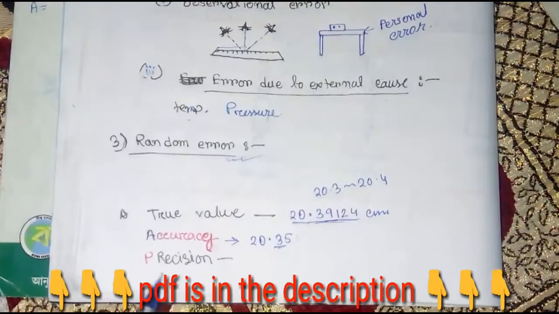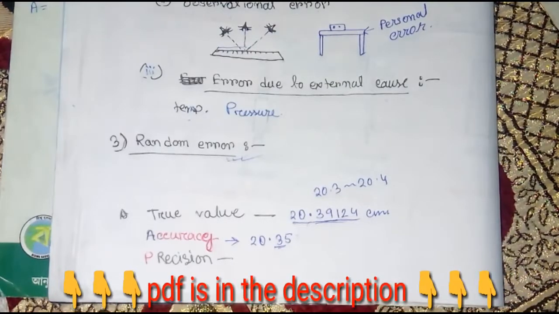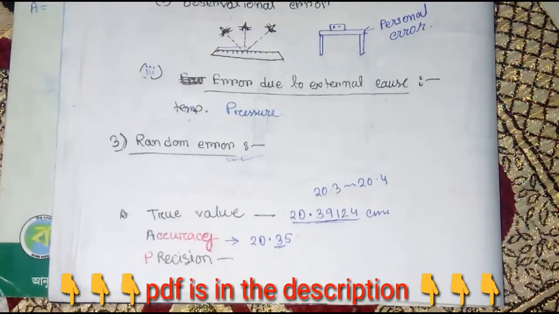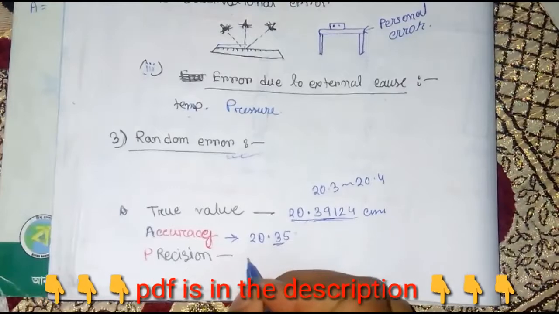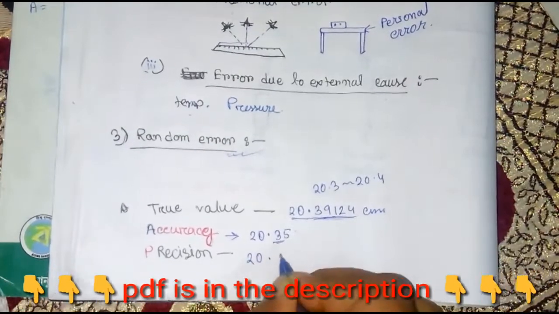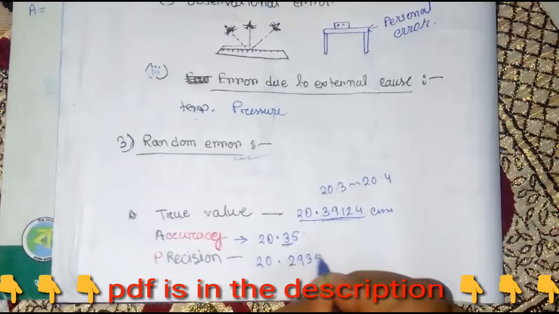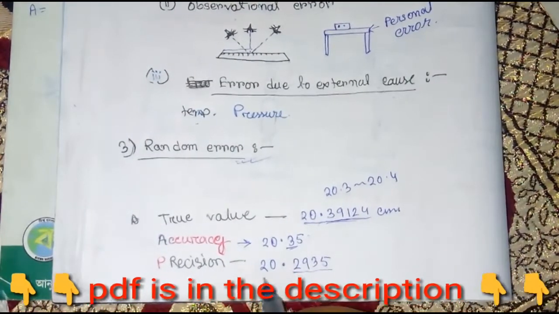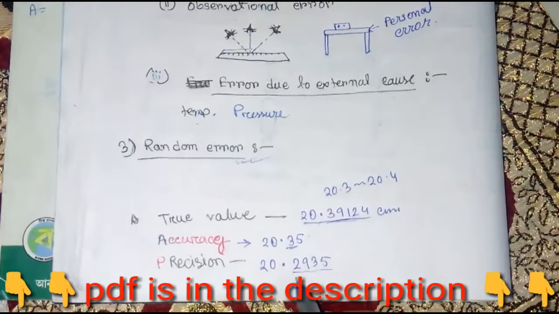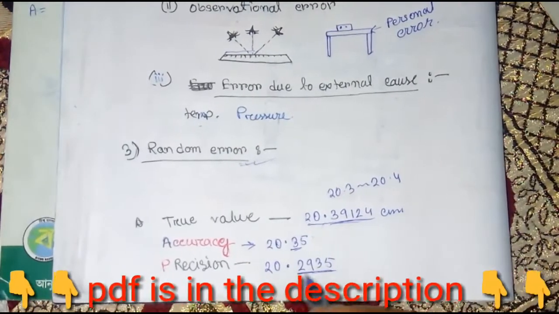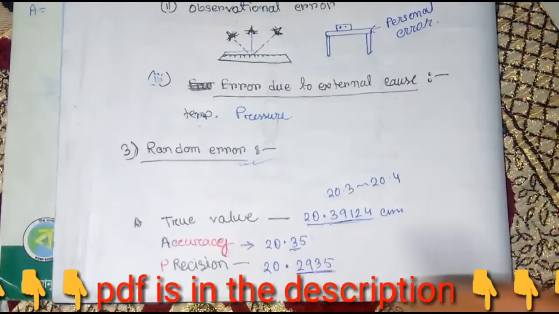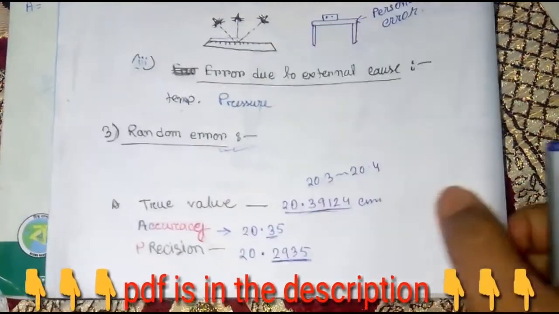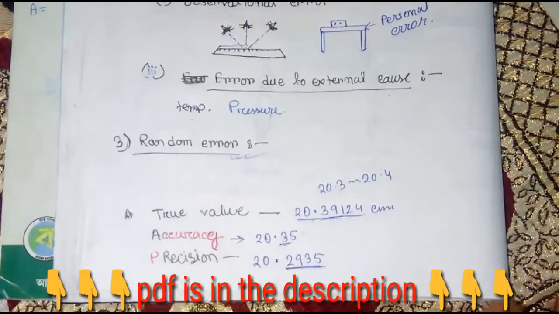Let's see what precision is. Precision is how many digits you get after the decimal point with an instrument. Suppose you are measuring something and it gives 2.2935. Here you can see the result comes with 4 digits after the decimal point. That means the instrument you are using is very precise, because it can measure 4 digits after the decimal point. So it is the precise value. Hope you understand what true value, accuracy and precision are.